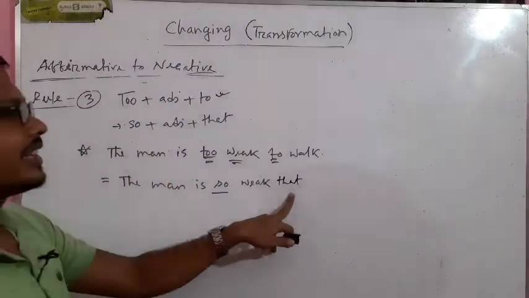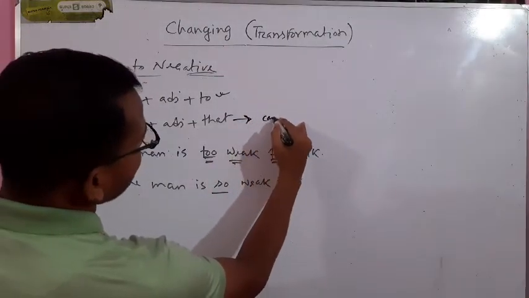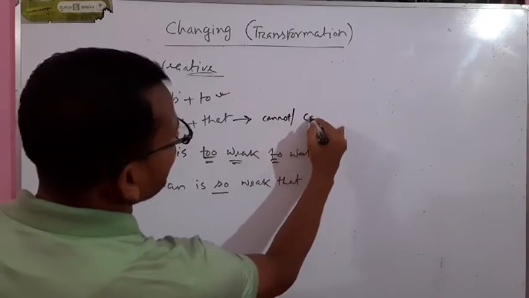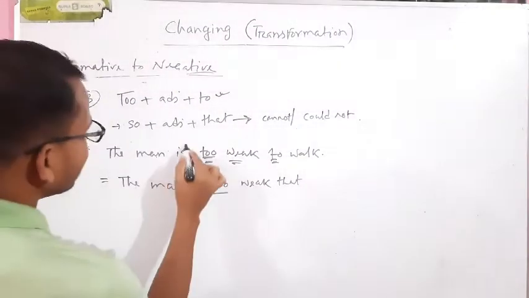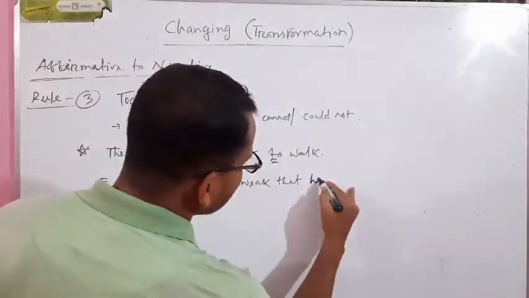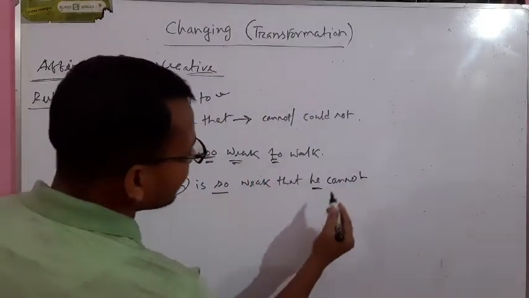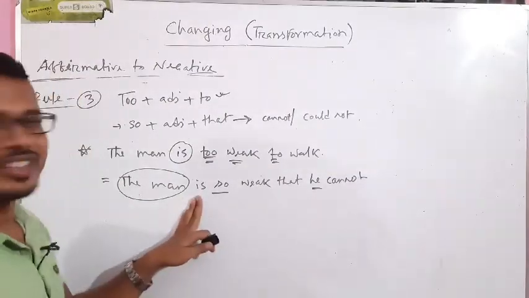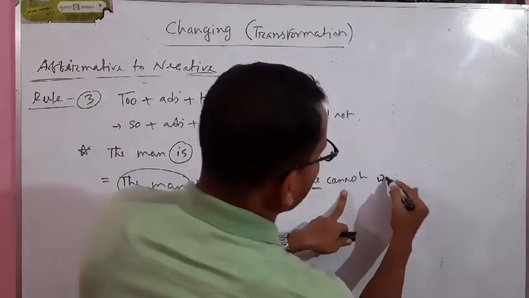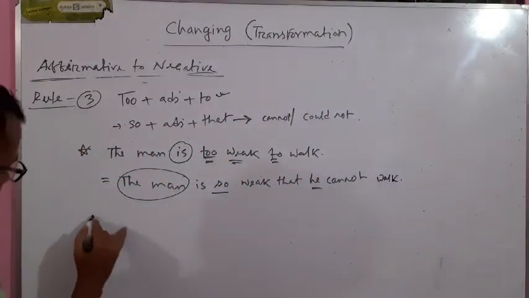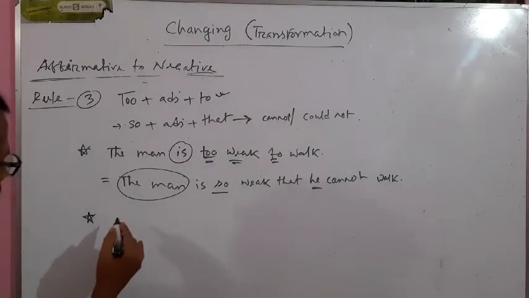The man is so weak that... Now, according to tense and person, you have to use cannot or could not. As it is in present tense, I have to use cannot. Why he? The man. The pronoun of the man is he. Present tense, that is why I wrote cannot. He cannot walk. But if the tense is in past tense, let's see an example.